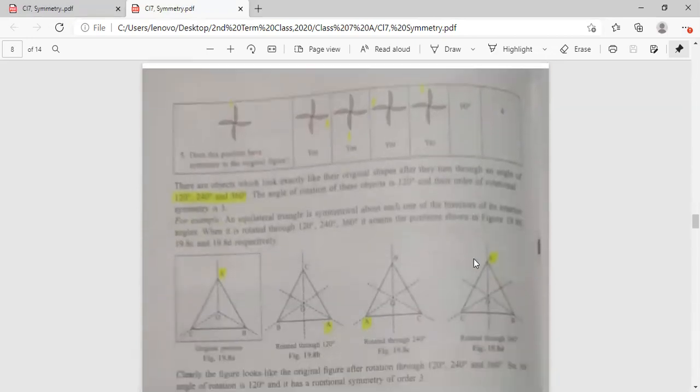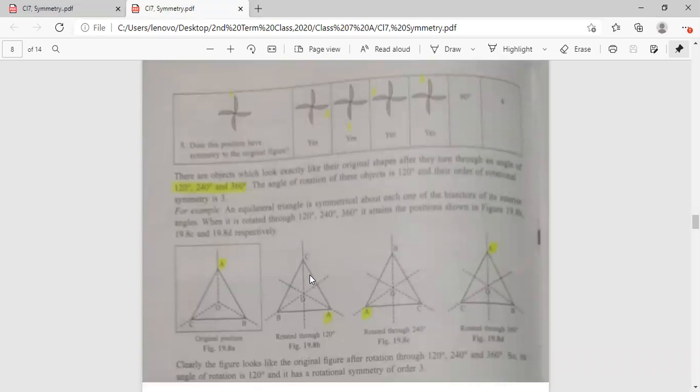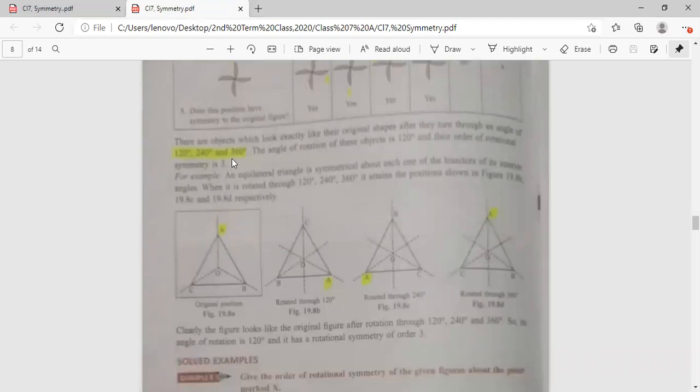Similarly is this. Now here, there are objects which look exactly the same after turning through an angle of 120, 240 and 360. So equilateral triangle is one of the examples. When you turn 90 degree, it will not look the same. If you turn it here, it will not look exactly the same. It has to turn till here. This A has to come to this point to look exactly the same.